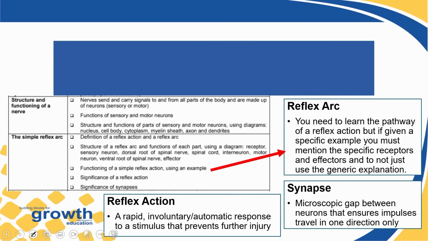Then a synapse, that microscopic gap between your neurons. Okay? Its function is to ensure that the impulse travels in one direction. So it can't turn around and go the wrong way. Then the message won't get to where it's needed. Right? It ensures it travels in one direction.